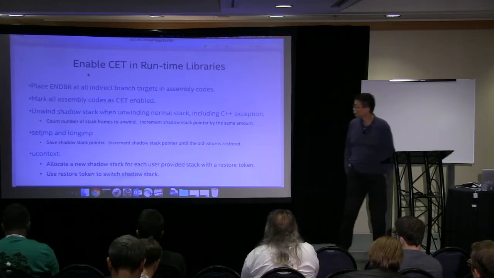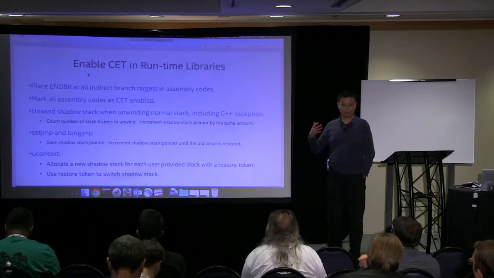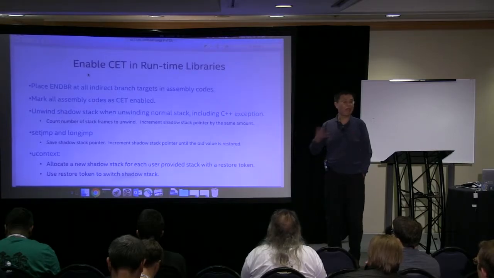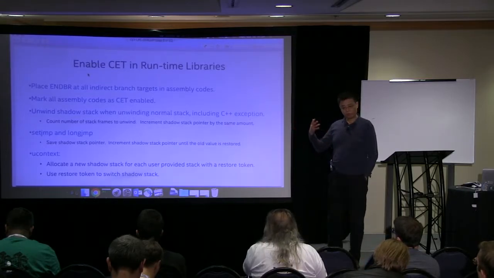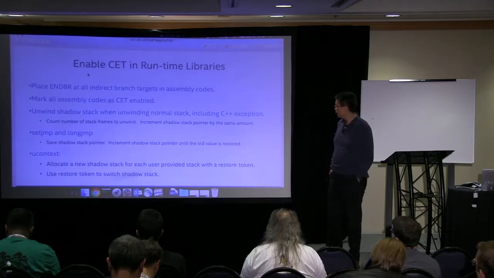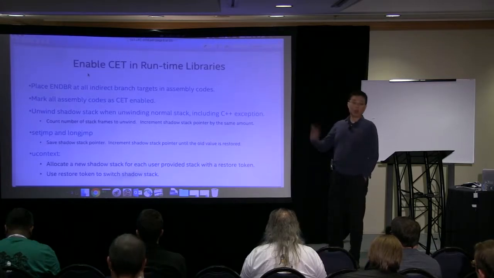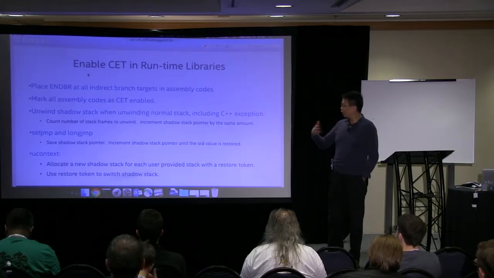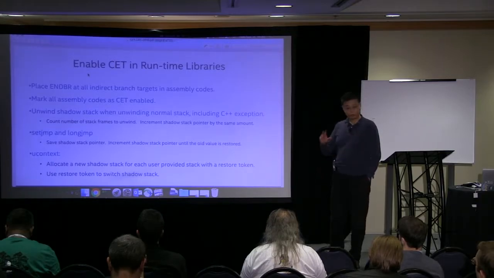Runtime. That covers all the runtimes, which can be glibc, libgcc, libstdc++, plus any runtime libraries. Same thing: if you have a function that can be reached through a function pointer, it has to start with endbranch. Also, when you unwind the call stack, you also have to unwind the shadow stack. And setjmp, longjmp, we already talked about this. Also the ucontext, we use the restore token to switch between different shadow stacks.